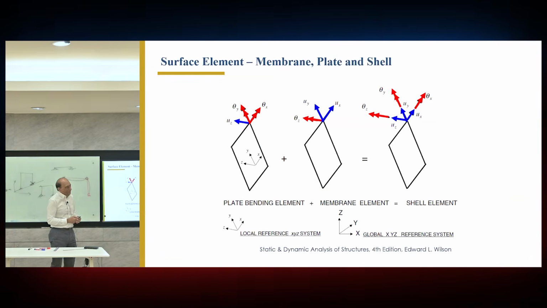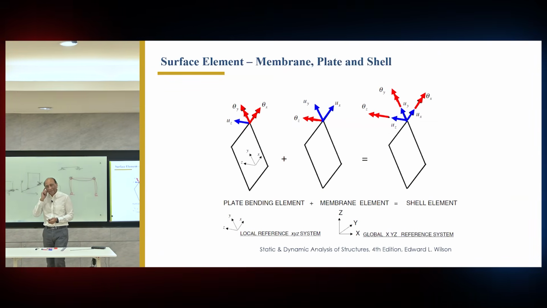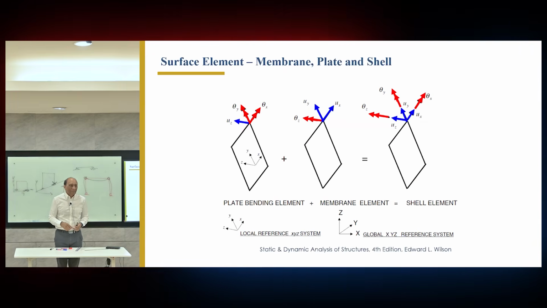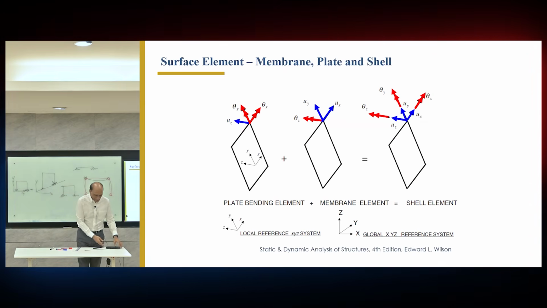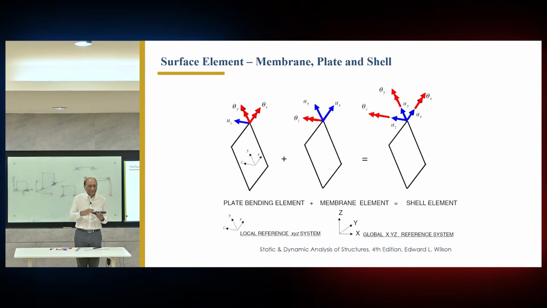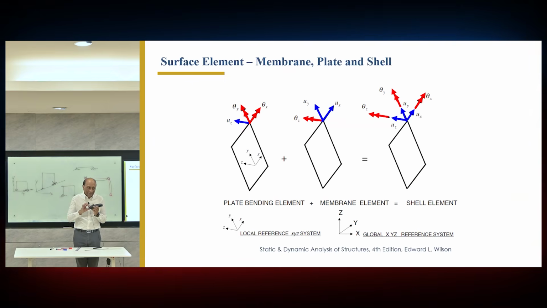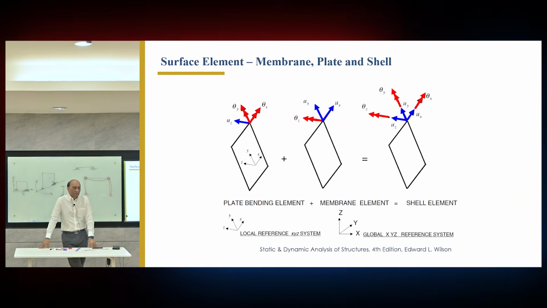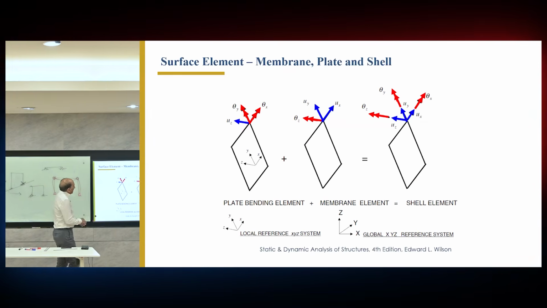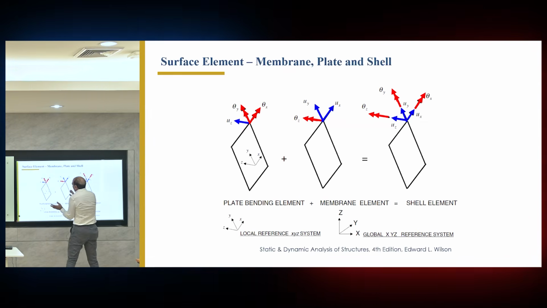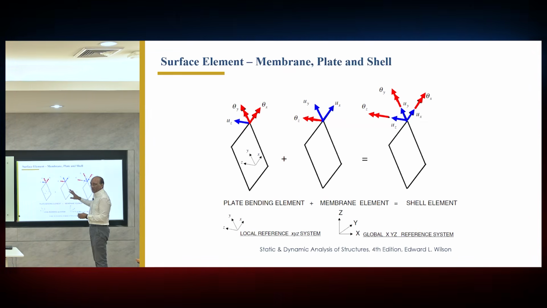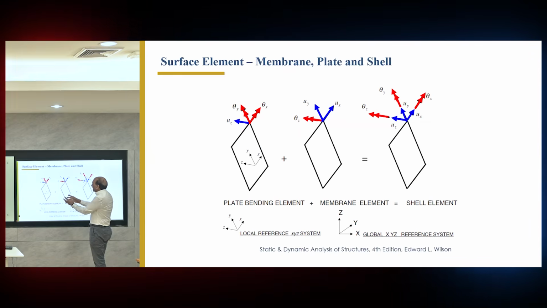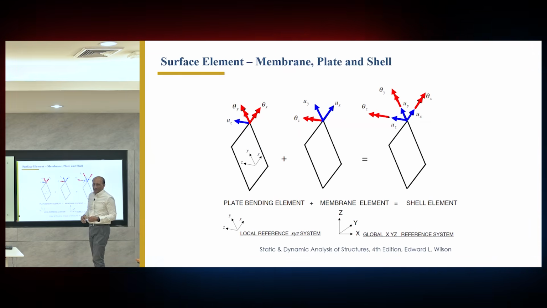Now we come to the surface element, the next level: the 2D element. A 2D element means the two dimensions are specified, and then thickness is a property. And these 2D elements can, once again, based on the degrees of freedom active, be categorized into two groups: one is a plate and one is a membrane. And when you combine them together, it becomes a shell.